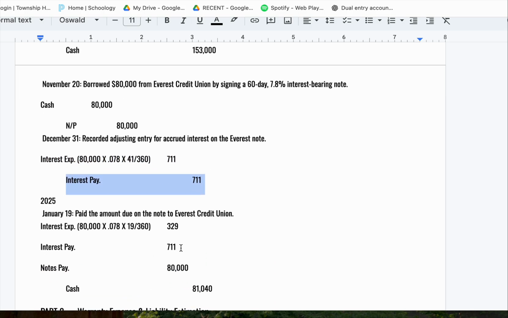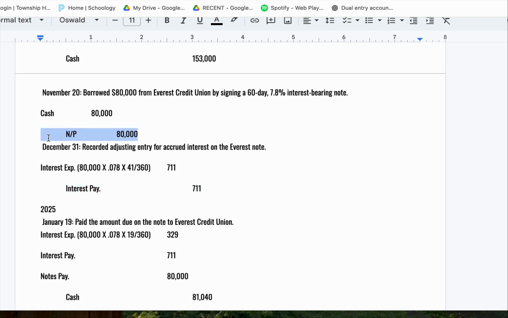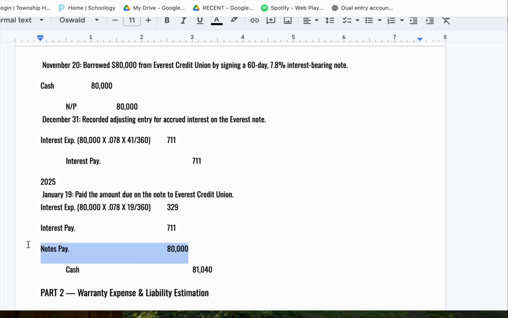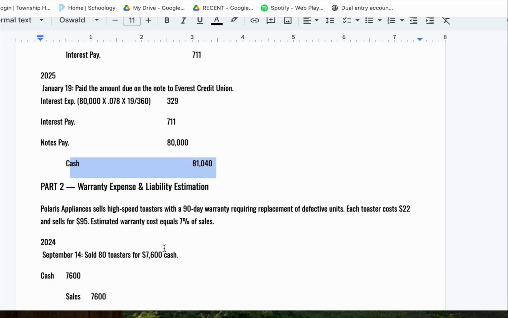And then pay the amount due. So remember, we owed $80,000. We did an adjusting entry for the amount of interest in 2024. Now we're accounting for the interest here of the remaining 19 days in 2025. So interest equals principal, 80,000, times rate, 0.078, times 19 divided by 360. So interest expense is 329. Debit the interest payable to close out the money that we owed on that interest. Close out the notes payable by debiting it, and then credit to cash for all three of those combined. So that's short-term notes payable.